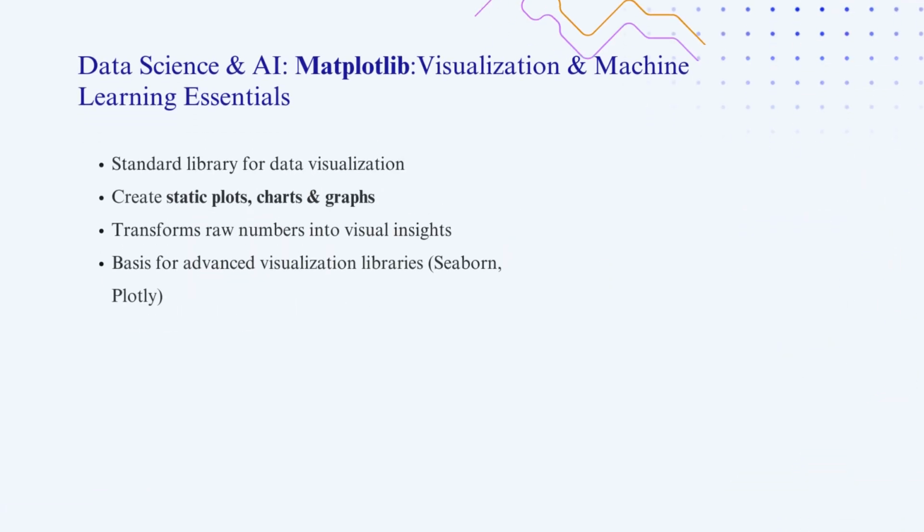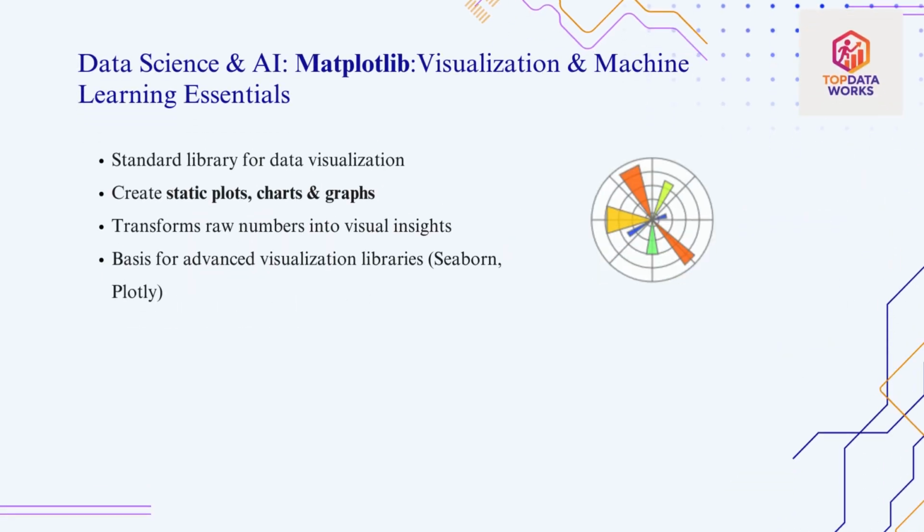So next comes Matplotlib. Now once you have data, the next step is to visualize it. That's where Matplotlib comes into the picture. Matplotlib is a plotting library which helps you make charts and graphs. You can create line charts, bar charts, scatter plots, pie charts, histograms, basically anything you need to represent numbers visually.